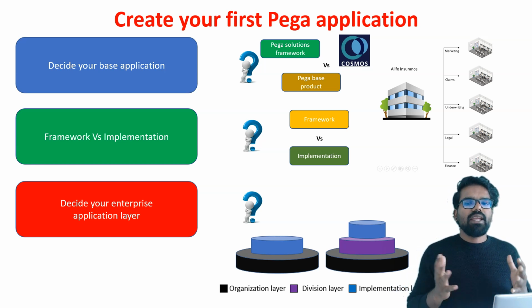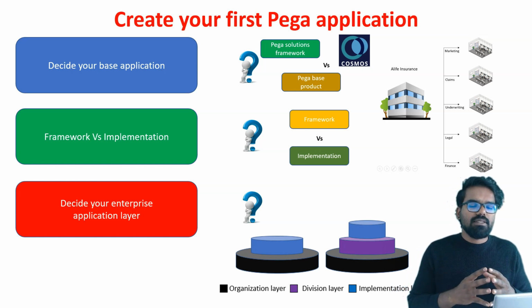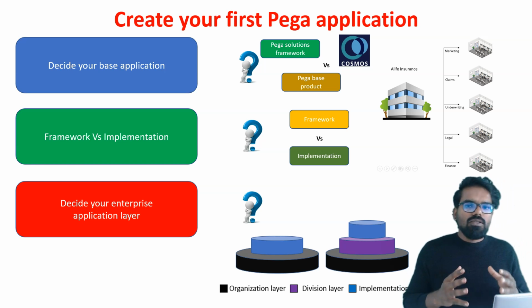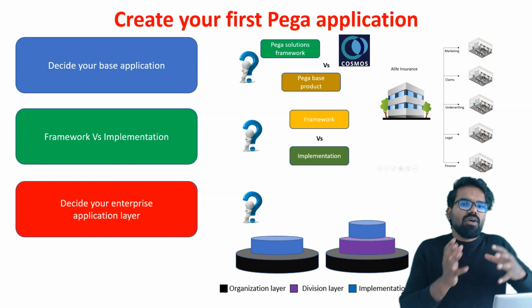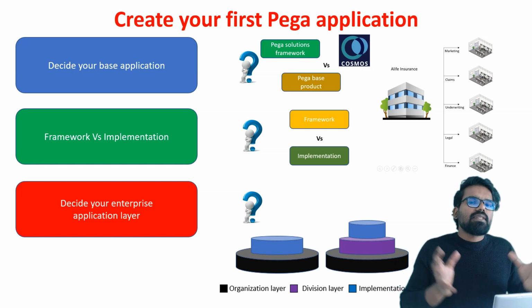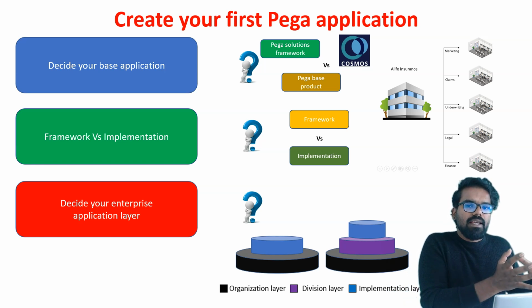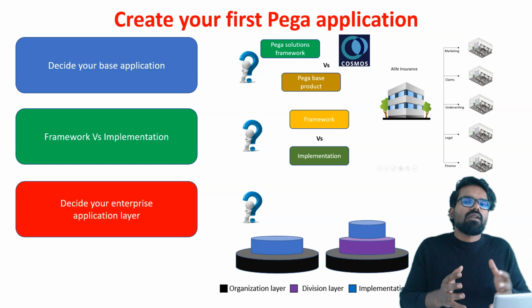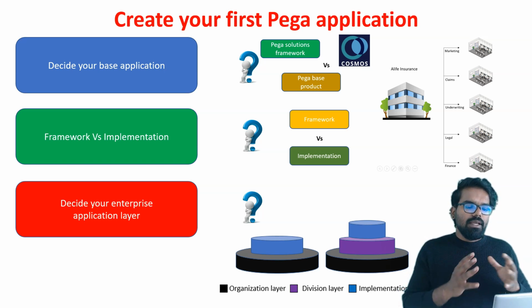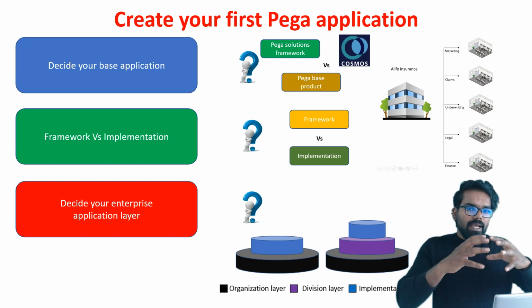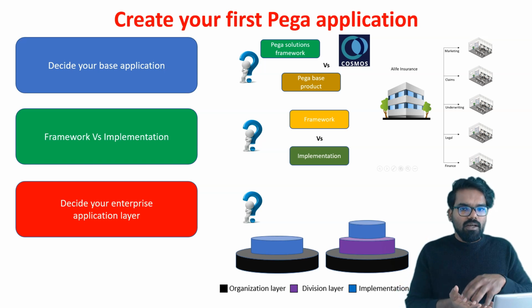But I don't have any source code or business requirement that is only specific to the division layer. Also, I'm going to create applications for claims, and the division is also claims. I can place all the claims-related stuff into the implementation layer. So I don't want to put anything into the division layer and reuse it across division layer applications. In that way, I'm going to go with the first option. I'm going to implement my claims application directly over the organizational layer.